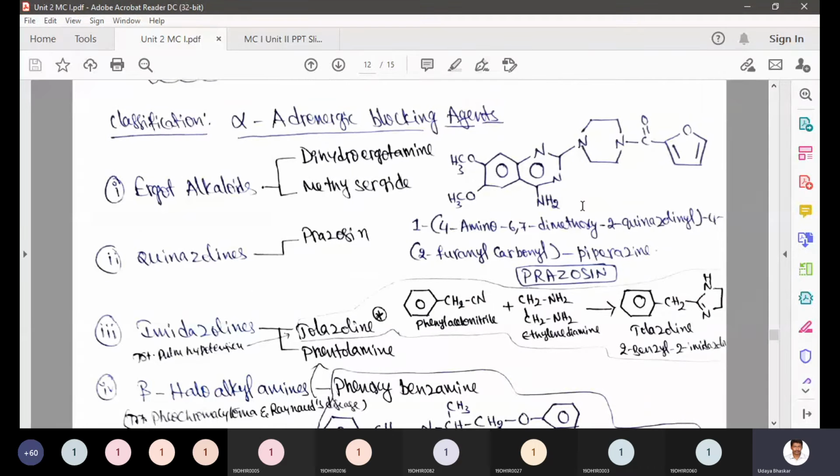Then if you see prazosin, you have a piperazine ring, and you have a furoyl ring.